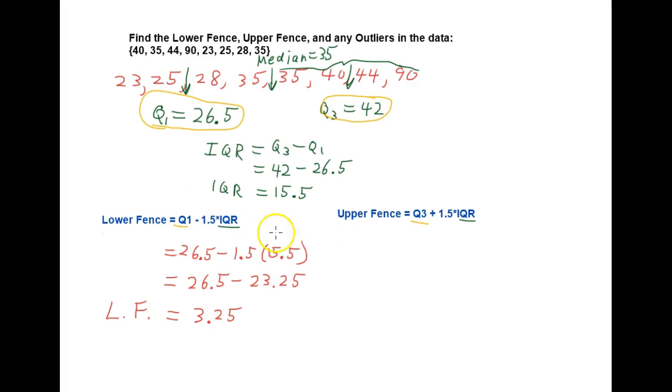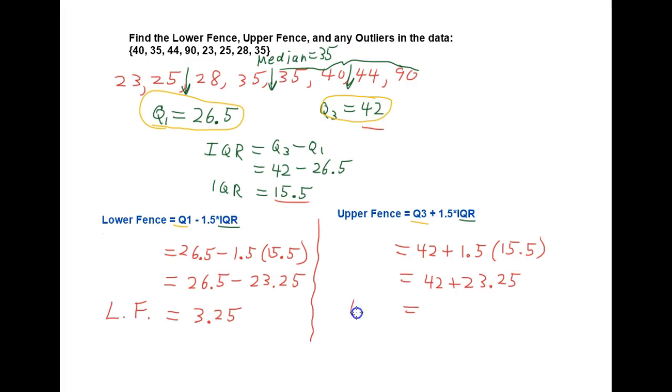The upper fence, let's find that upper fence now. That equals the third quartile, 42, plus 1.5 times the interquartile range, again is 15.5. We've already done that multiplication over here, so that equals 42 plus 23.25. So 42 plus 23.25 is the upper fence. And that would be 65.25.